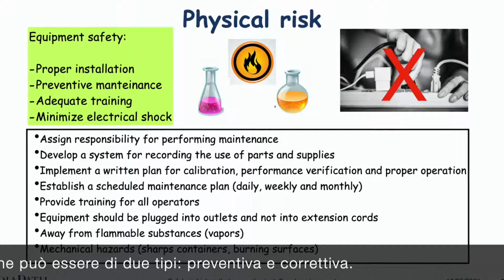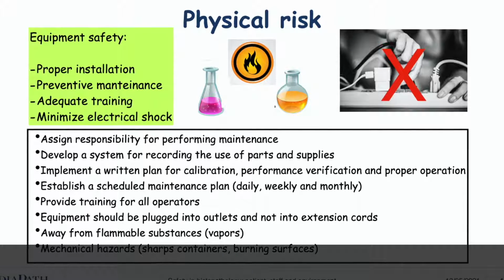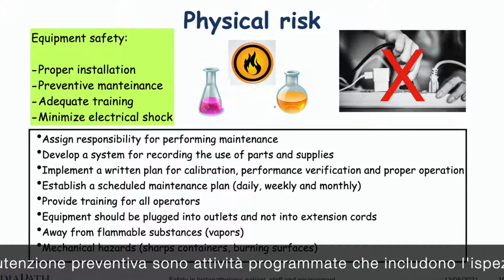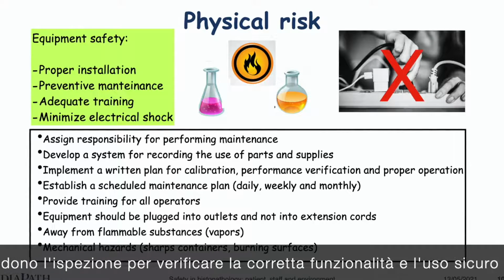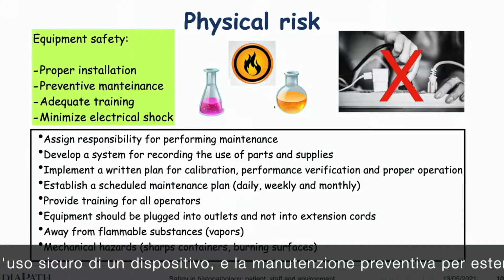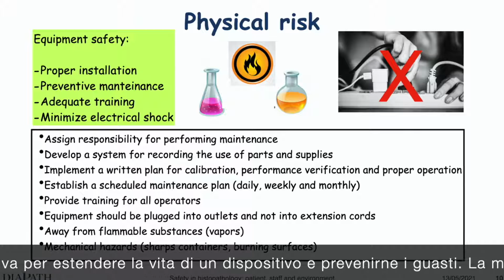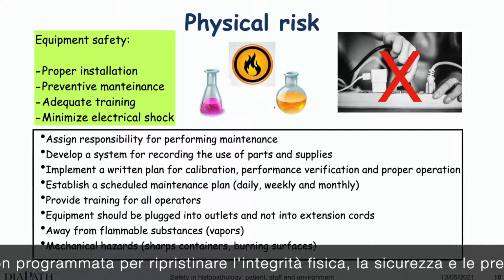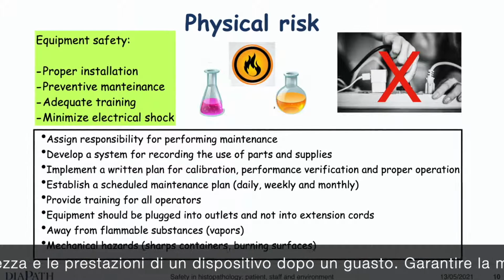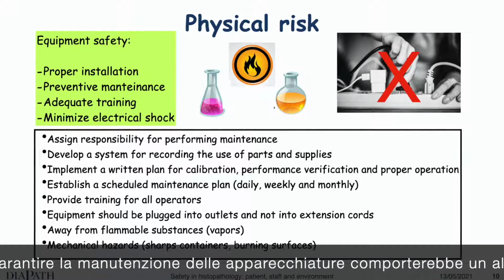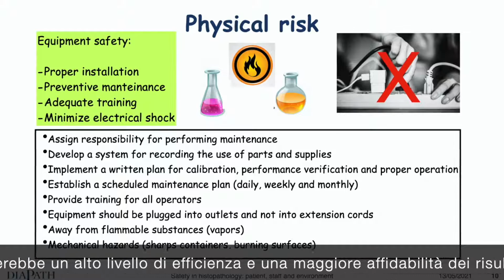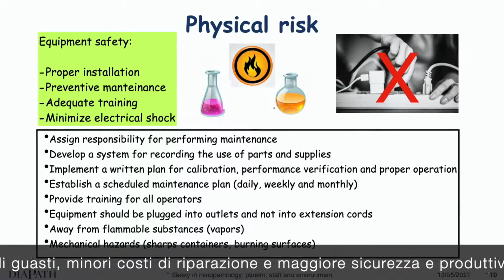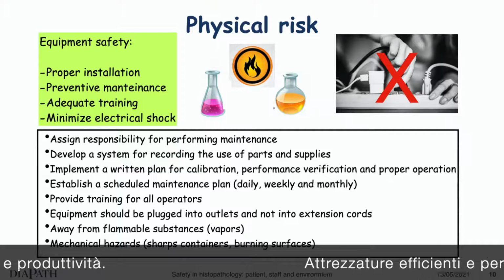Maintenance can be divided into inspection and preventative maintenance and corrective maintenance. Inspection and preventive maintenance is scheduled activities that includes inspection to verify proper functionality and safe use of a device, and preventive maintenance to extend the life of the device and prevent failure. Corrective maintenance is unscheduled activities to restore the physical integrity, safety and performance of a device after a failure. Ensuring maintenance of equipment would result in a high level of performance and greater confidence in the reliability of results, fewer interruptions of services due to breakdowns, lower repair costs, and increased safety and productivity.